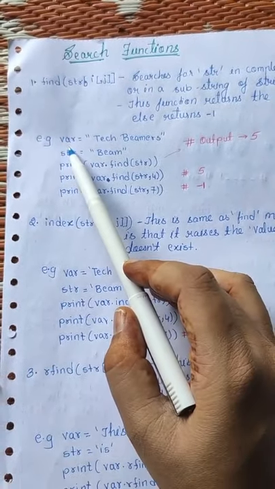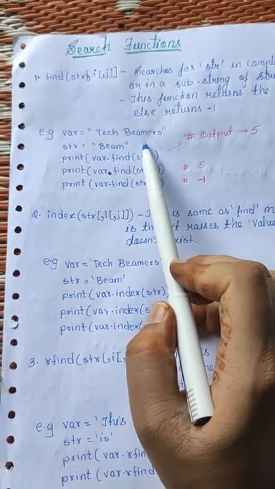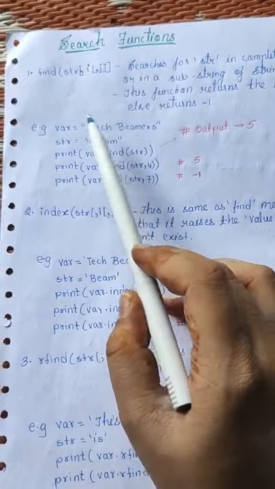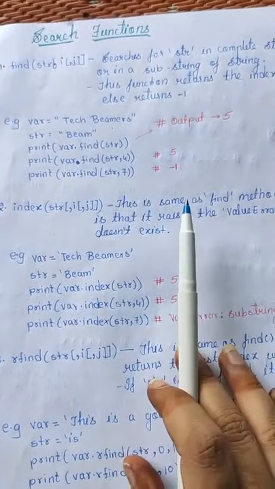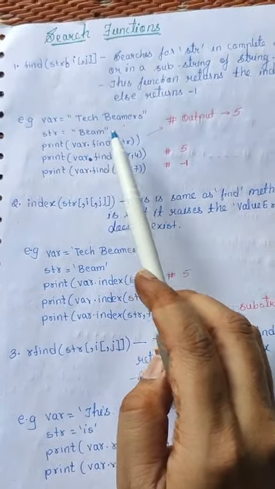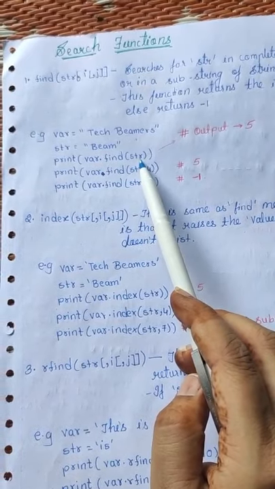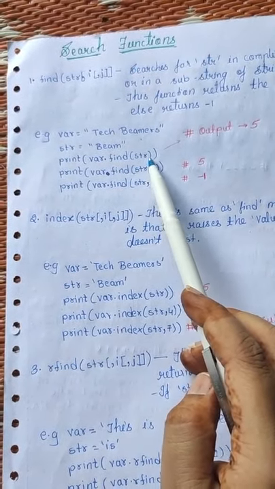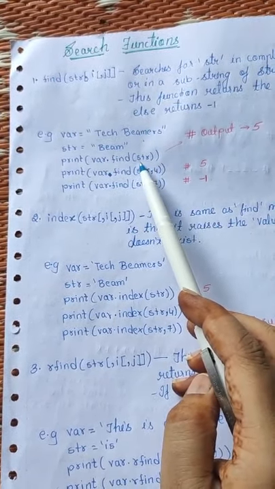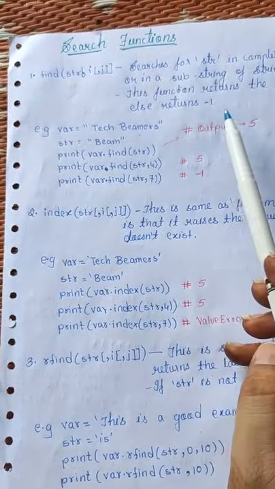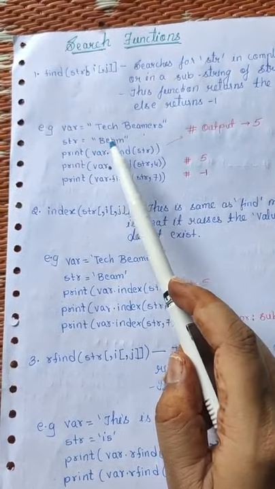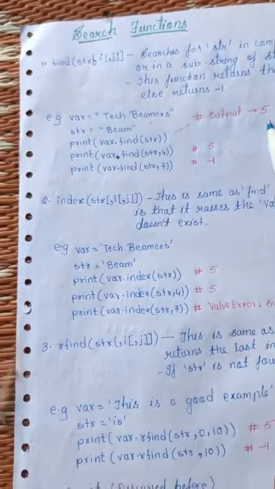Here we are having the variable var with the string "tech beamers". I want to check whether the substring "beam" is present in the given string or not. For that, I'll call the function var.find, and in the parameters I will send the substring which I want to search. Instead of giving the starting index and end index, I can directly pass the substring only. By default, it will take the values 0 and the length of the string. As we know, beam is present, so it will give me the output 5.